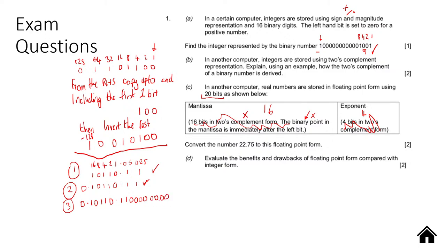1, 2, 3, 4, 5, 6, 7, 8, 9, 10, 11, 12, 13, 14, 15, 16. 16 bits. Then work out how many places that decimal point needs to move from there to get to this one. That's one place, two places, three places, four places, five places. Five places.